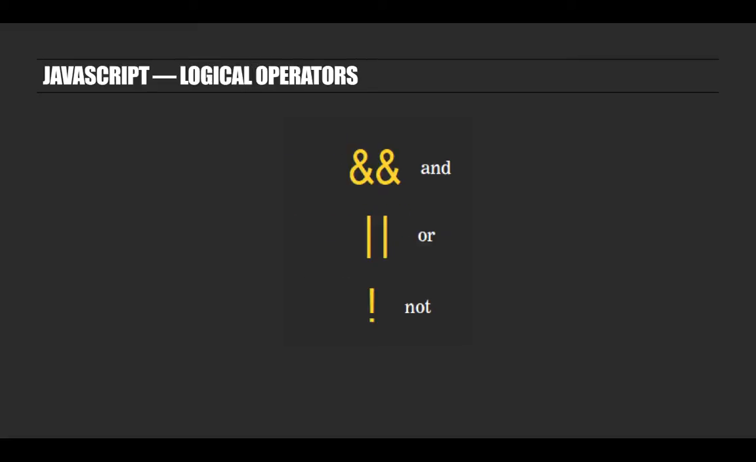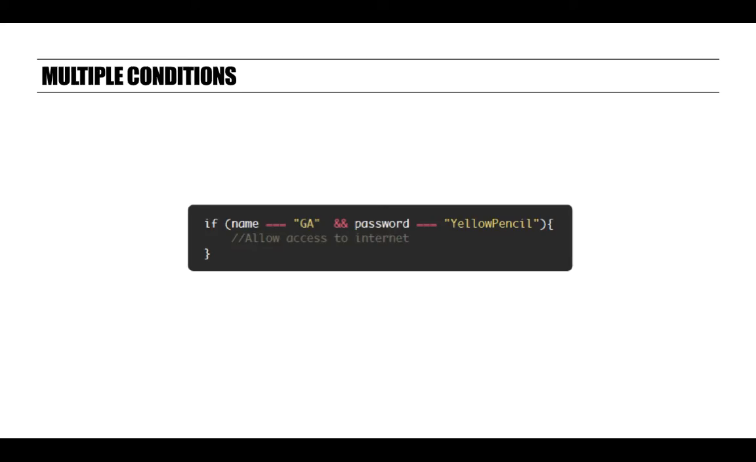So if you wanted to check multiple conditions, then you would use these logical operators. So this is and, this is or, and this is not. Here we are using and. So we're saying if name is equal to GA and password is equal to yellow pencil, then it's going to do whatever we say here. In this case, because we're using and, this has to be true and this has to be true. If we used or instead, then only one of them has to be true. And it doesn't matter which one.